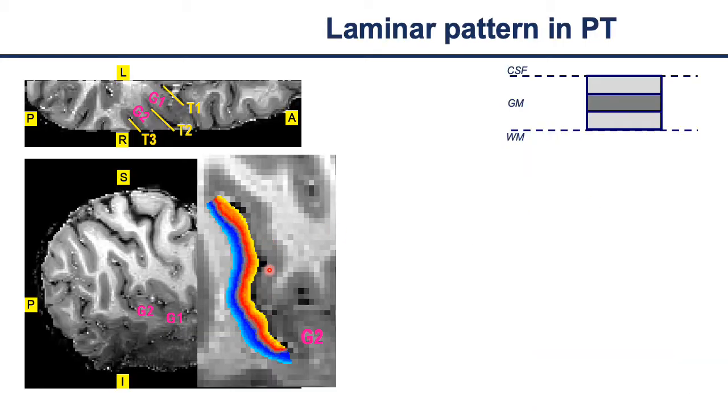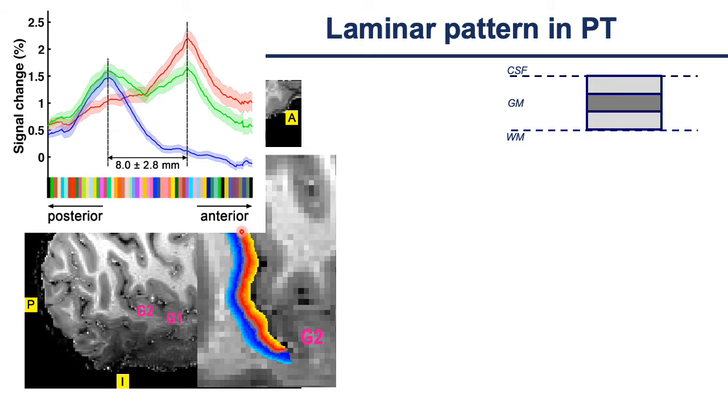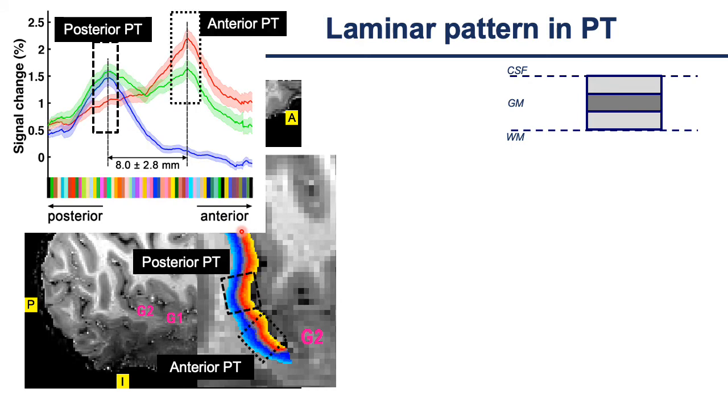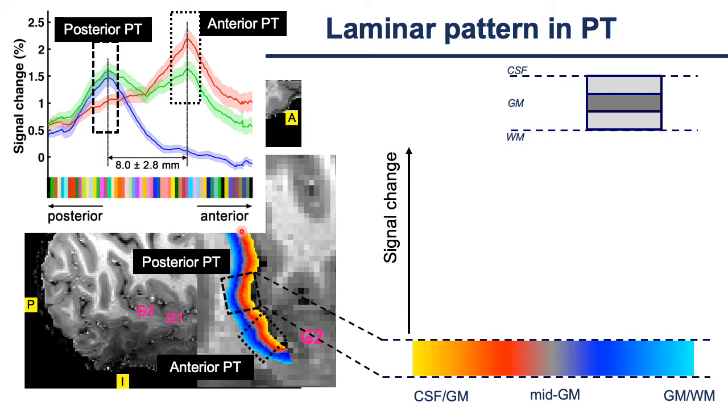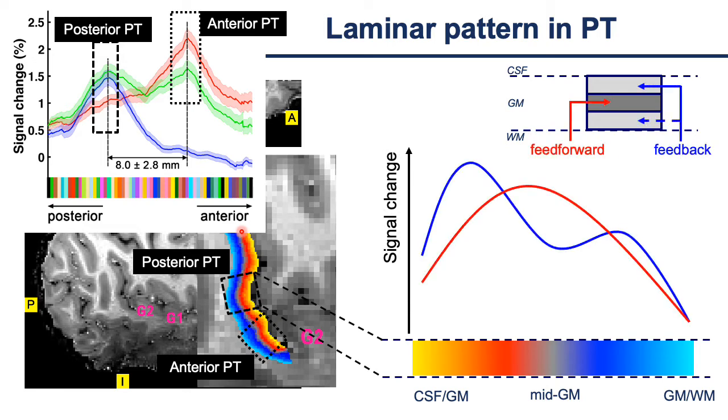Our second question is about the laminar response in different subareas of PT induced by stimuli of different sensory modalities. Based on the columnar profile, we can divide the PT into two sub-area ROIs, posterior and anterior PT. Based on the signal change across cortical depths, we can distinguish between feed-forward and feedback projection types.